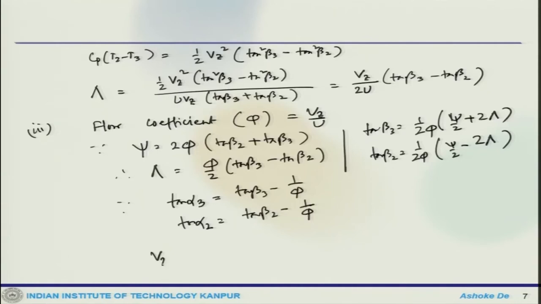So, my Vz is mass flow rate by rho 1 A1, which will be m dot R T1 by p1 A1. Now, typical experience shows that 50% reaction machines are most efficient. That means a degree of reaction of 0.5 is more efficient. So, in this case, the expansion is equally divided between the stator and the rotor.